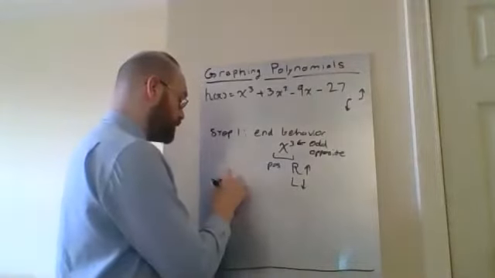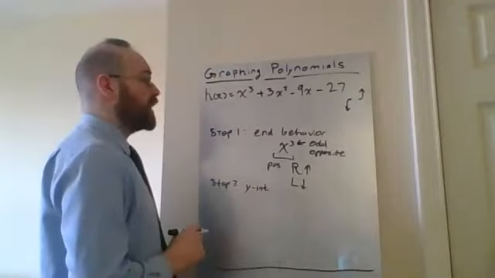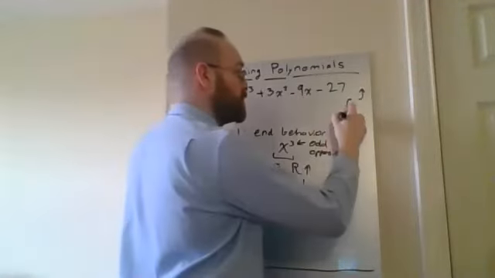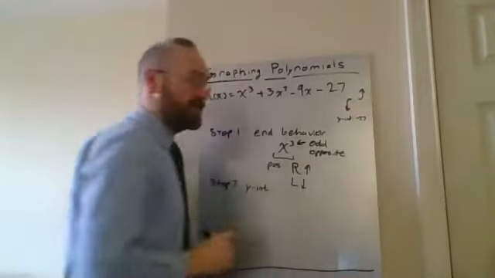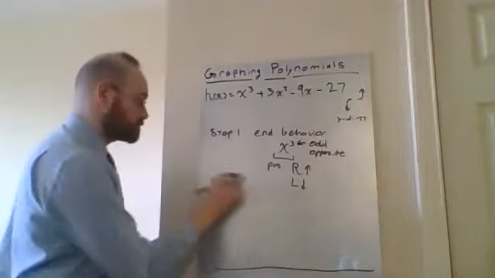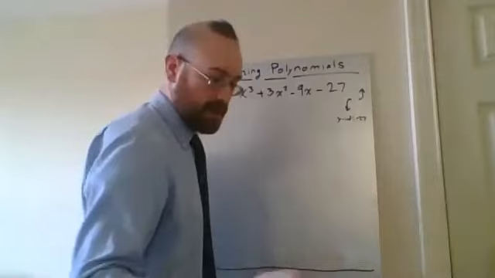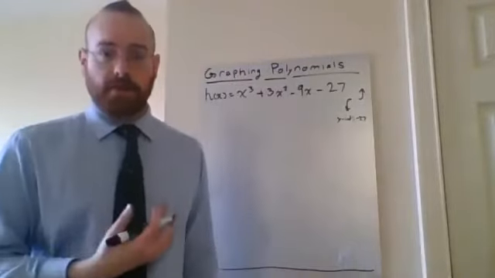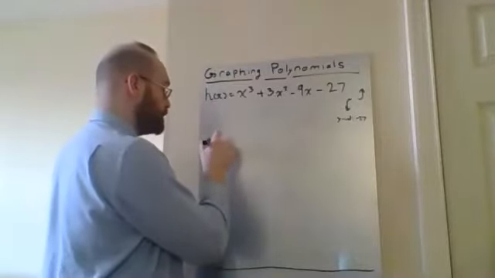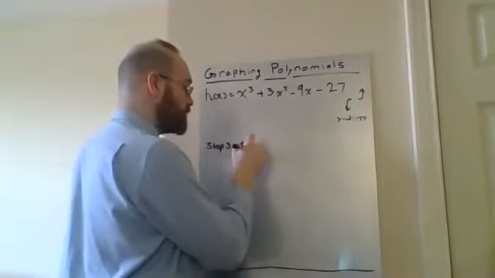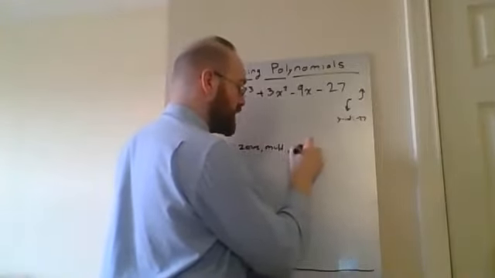Step 2, we're going to find the y-intercept. And our y-intercept is just our constant term. So the y-intercept is going to be negative 27. Step 3 is really where the heart of the problem is. It's where we figure out what's happening in the middle. So step 3 is our zeros, multiplicity, and graph behavior.